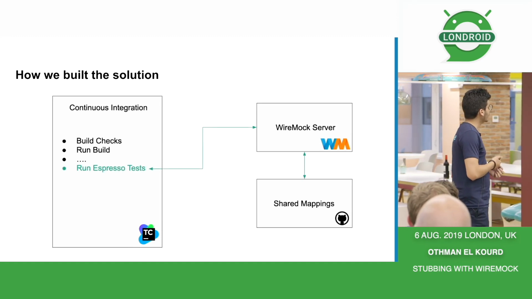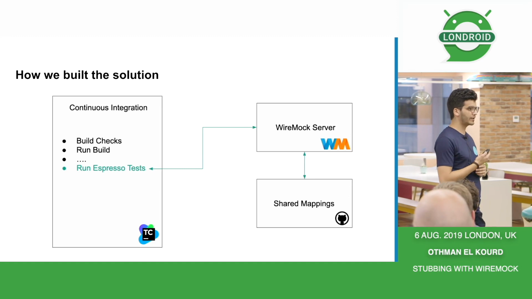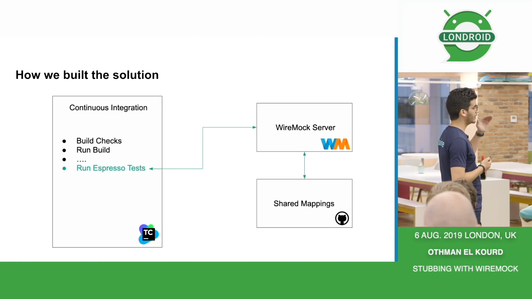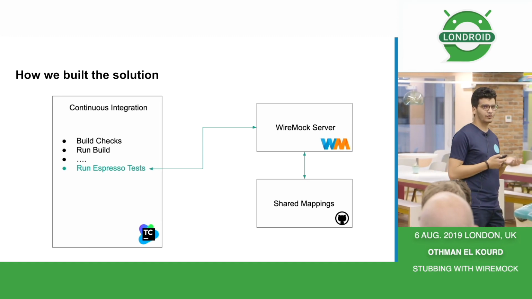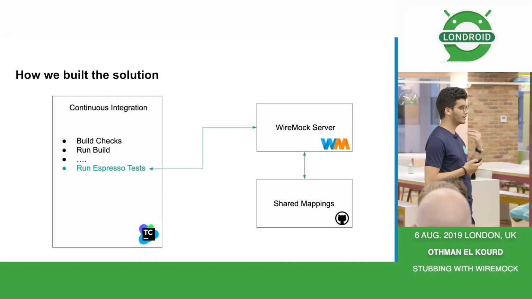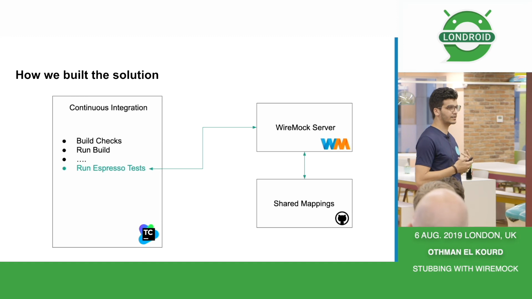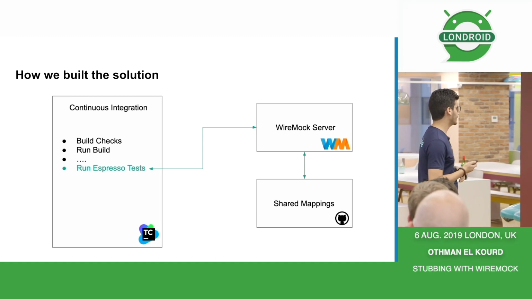So how does it work? When our CI reaches the step to run our Espresso tests, it will run those Espresso tests against the WireMock server. And at the beginning of every test, our stubbing server will pull the latest version of JSON files and mappings from the GitHub repository, and it will run the tests.